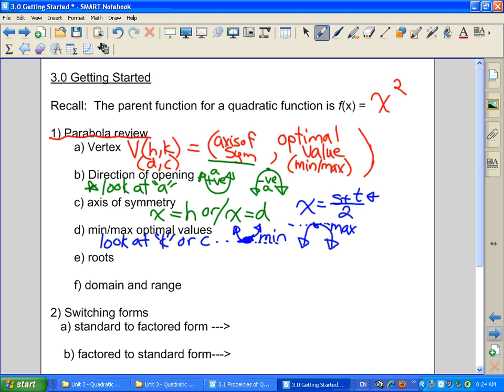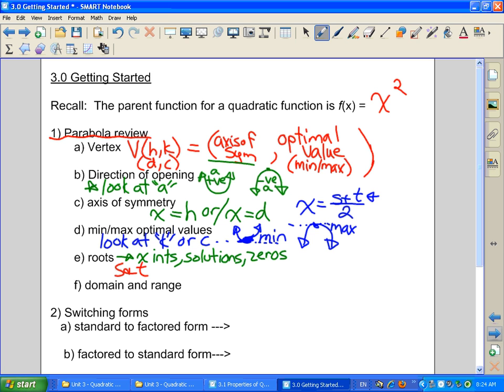All right. Roots. Ladies and gentlemen, remember there's a couple other names for roots. They can be your x-intercepts. They can be your solutions. And they could also be your zeros. Okay. If it's in factored form, it's easy to see that it's your S and T. If it's not in factored form, then you're going to have to factor your expression from standard or vertex to get that value.